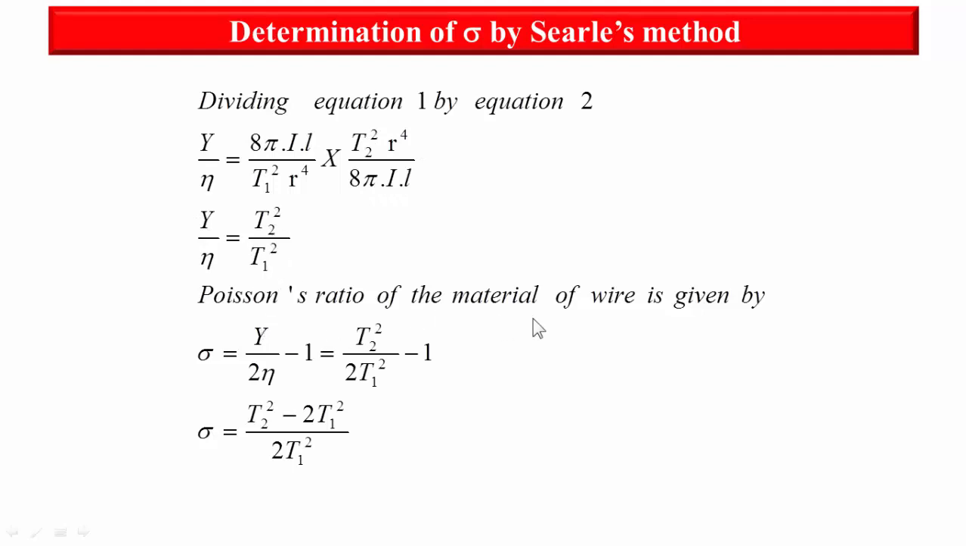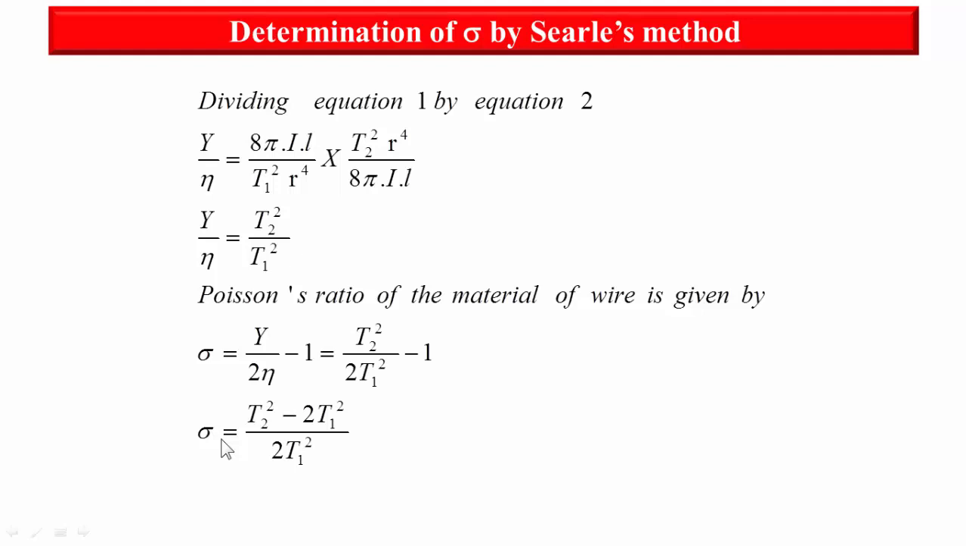Now, the Poisson's ratio of the material of the wire is given by sigma is equal to Y upon 2 eta minus 1. So, substituting the value of Y upon eta, we write T2 square upon 2 T1 square minus 1, or sigma is equal to T2 square minus 2 T1 square upon 2 T1 square. So, simply by measuring the periodic time of oscillations in part 1 and in part 2, it is possible to determine the Poisson's ratio sigma of the material of the wire.